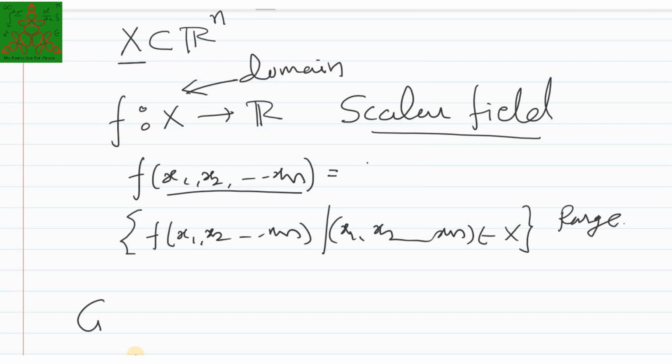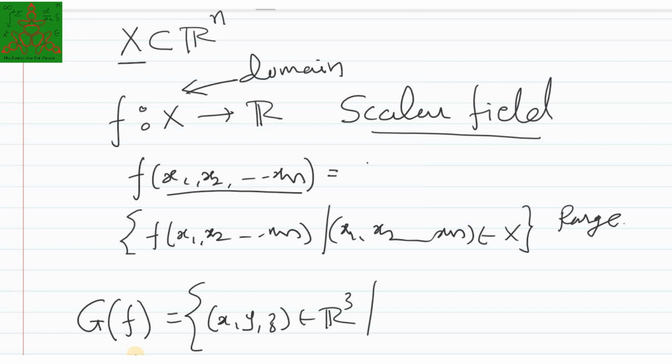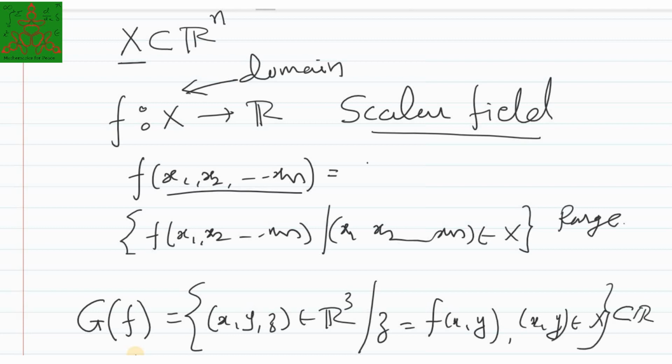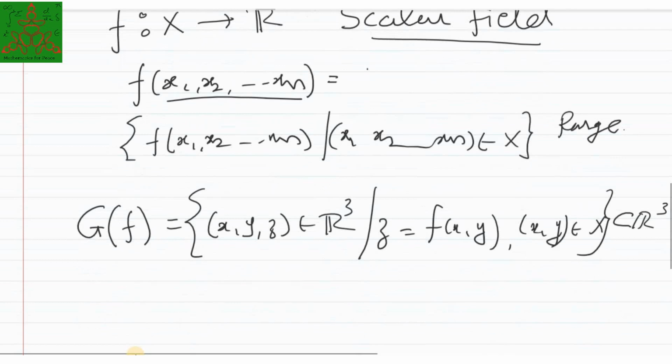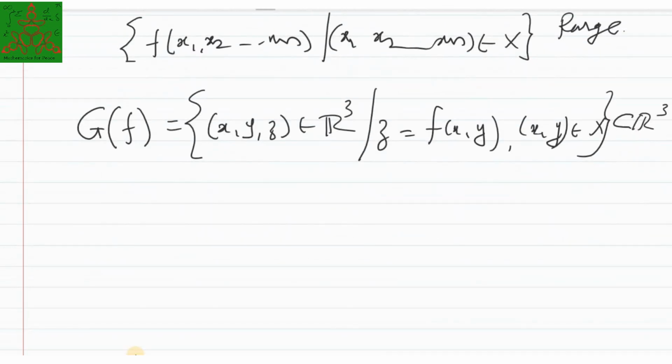Now G_f is defined as the graph of the function. If I restrict myself to functions of two variables, then the graph of the function is the set of (x, y, z) belonging to R3 such that z is equal to f of (x, y), where (x, y) belongs to X, which is a subset of R2. In that way we can also draw a graph of the function.